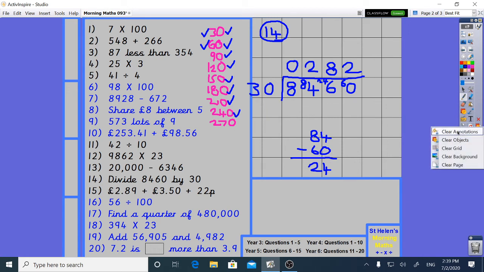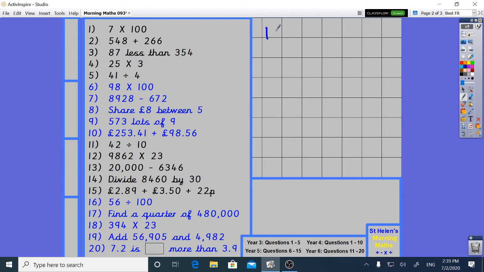And we're on question 15. Just a little slightly tricky money question again. The trick is on this number 15 to know how to line up the 22p. 22p is no pounds and 22 pence. My plus was a bit high, wasn't it? Should be down the bottom. 289, 350 and 22 pence. Okay.